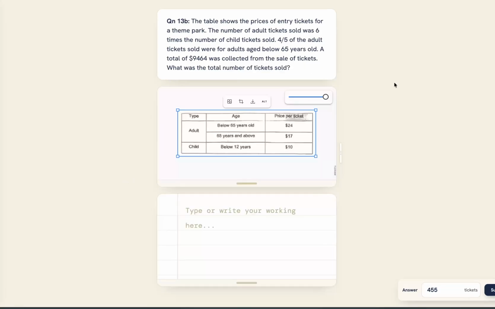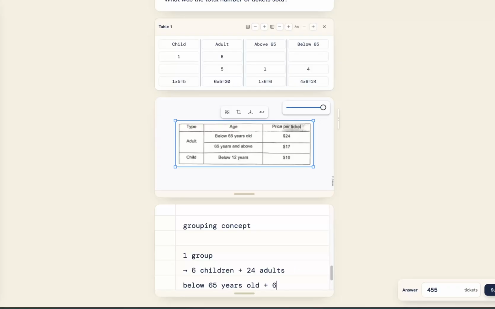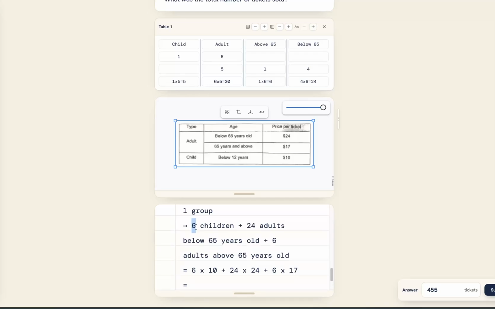Right, there you go. Question 13, part B. What was the total number of tickets sold? So we can use the grouping concept. So that means one group has 5 children plus 24 adults that are below 65 years old, then plus 6 adults that are above 65 years old. Then we can just calculate. So 5 times 10 plus 24 times 24 plus 6 times 17. Sorry, not 6 children, 5 children. And then this will give us $728 for one group.